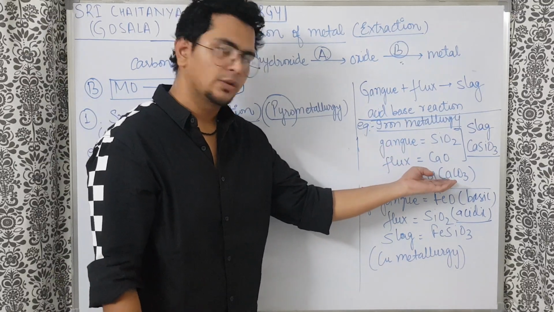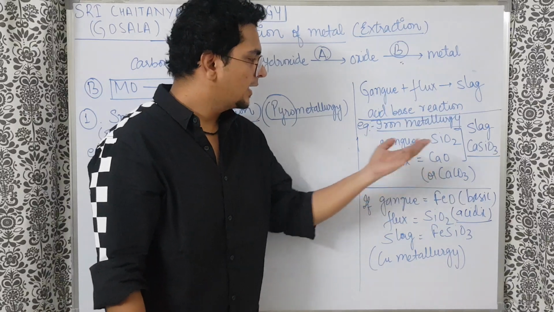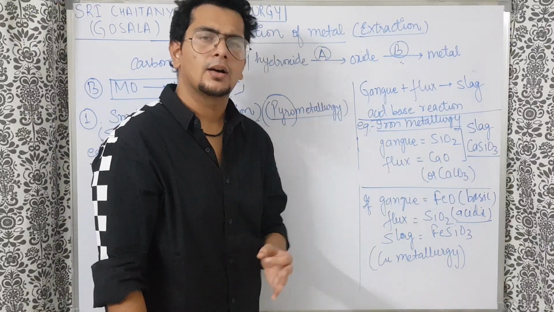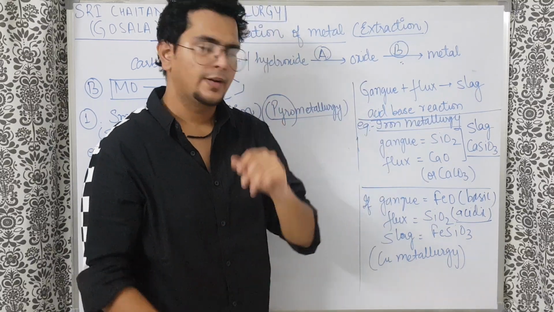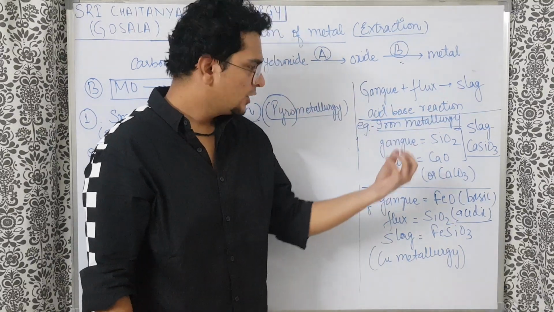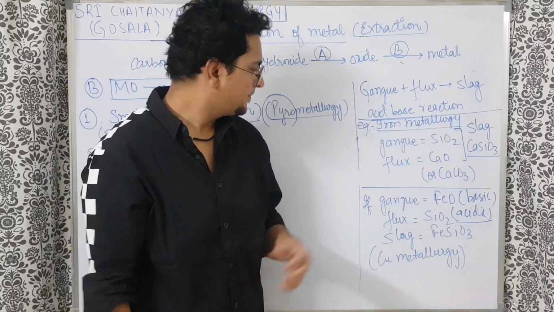So we add limestone. Limestone on heating gives calcium oxide. Whenever in chemistry you need calcium oxide, you will never directly add calcium oxide. You will add CaCO3, you will heat it up, you will get calcium oxide easily.